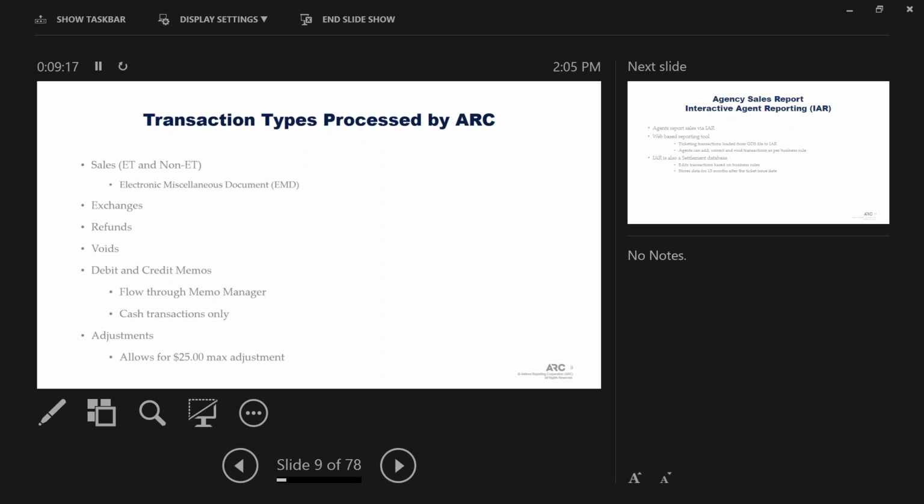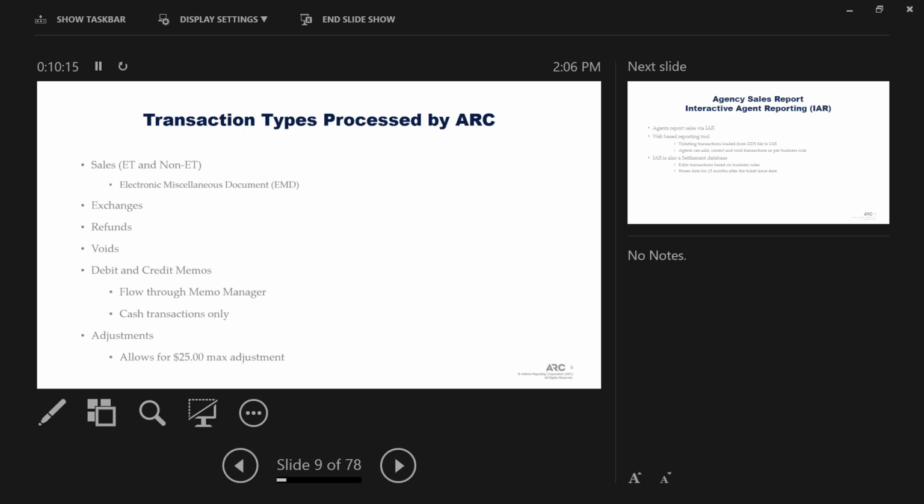The exchanges, refunds, and voids are transactions that the agents can process in their IAR sales report. IAR provides the travel agents the ability to perform these transactions directly in IAR, within the appropriate void window, the void modification window, using the EDIFACT messaging process. ARC's EDIFACT messaging process is used for updating the e-tickets and EMDs, and we have a matrix on our corporate website, arccorp.com, that summarizes each airline's EDIFACT messaging capability. So make sure you check in and review that matrix, and so you'll know what your airline supports.